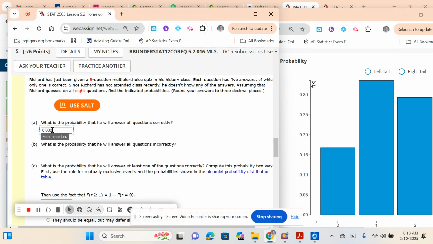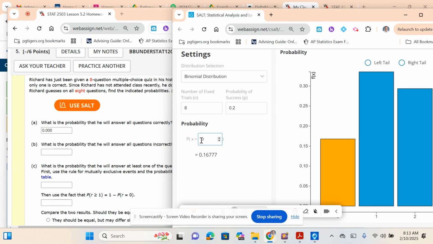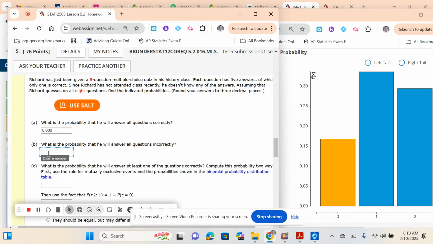What's the probability that he'll answer all questions incorrectly? So let's think about this. If the number of questions is 8, success is 0.2, what's the probability? What would the P be equal to for all incorrectly? He would get how many right? 0. And this would be an exact value because it's exactly 0 right. So exactly 0 right. So I'll put 0 in that spot, and I'll put 0.168. Okay, so it'd be a 16.8% chance he would get all questions incorrect.